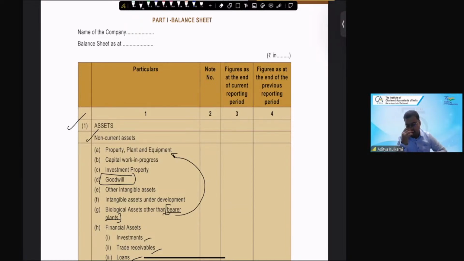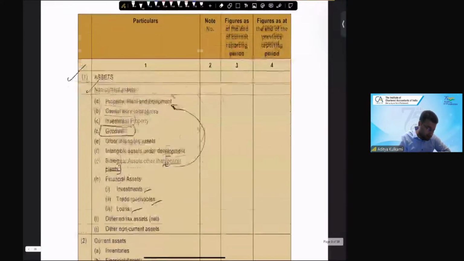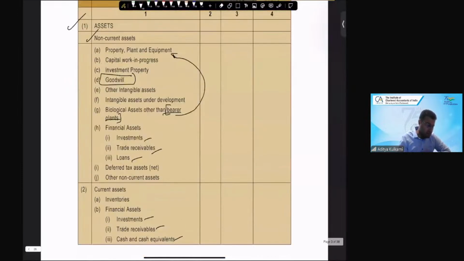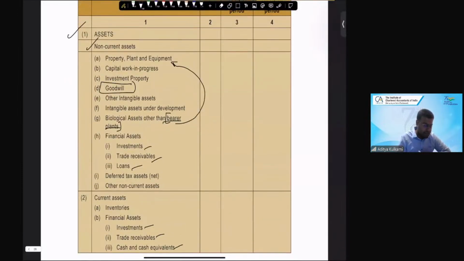So there are a lot of ambiguities which we see in our Ind AS. And for that, we always have continuous discussions that keep on happening to improvise this particular discussion. Okay. All right. So that is your assets. Deferred tax assets net. What do you mean by net? Net of deferred tax liabilities.